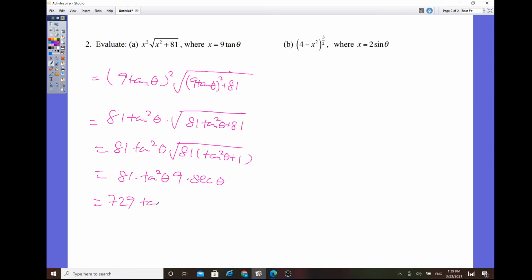So times tangent square of theta times secant of theta. Okay, so just keep it that way, because tangent is written as sine over cosine. Secant is 1 over cosine, so nothing we can cross cancel. So keep it that way.